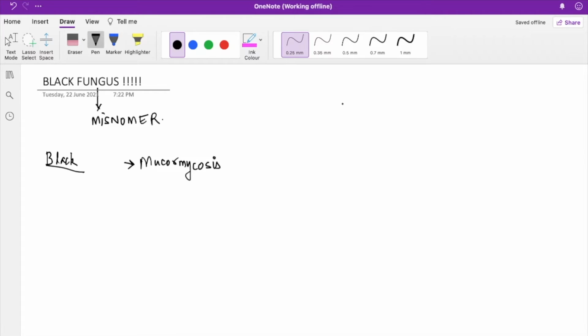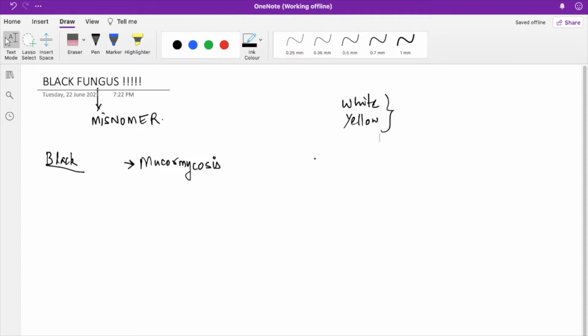You must have also heard about the white fungus, the yellow fungus. These are all different fungal infections caused by different fungus. And just calling the fungi names seeing their color is not good. So from now on, let's call black fungus as mucormycosis.